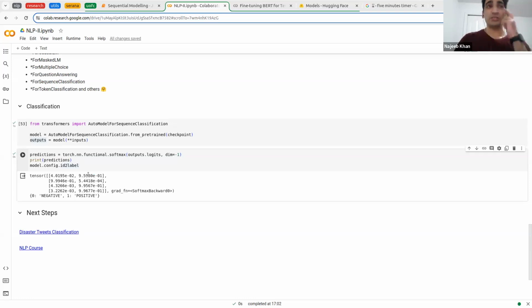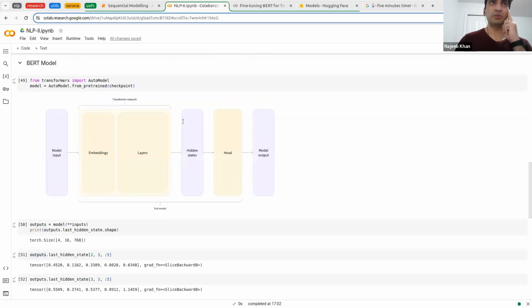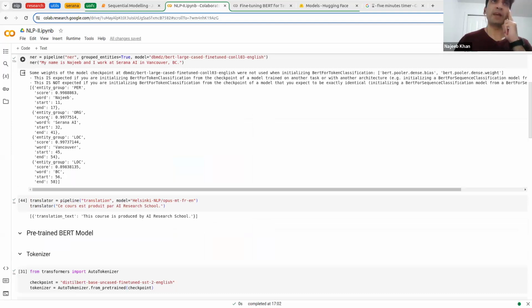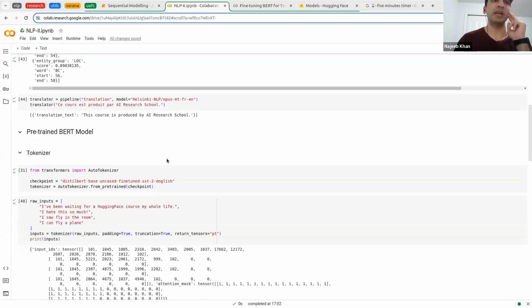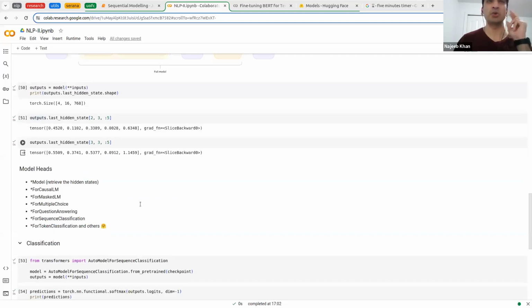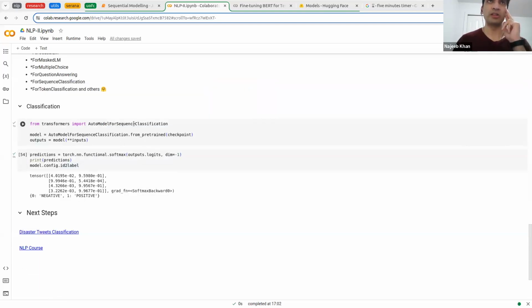So you can see that you can achieve the same sort of thing that we did with the pipeline, but if you want to dig deeper and replace maybe the tokenizer or train the model or fine-tune the model, you can do that with the Transformers library.